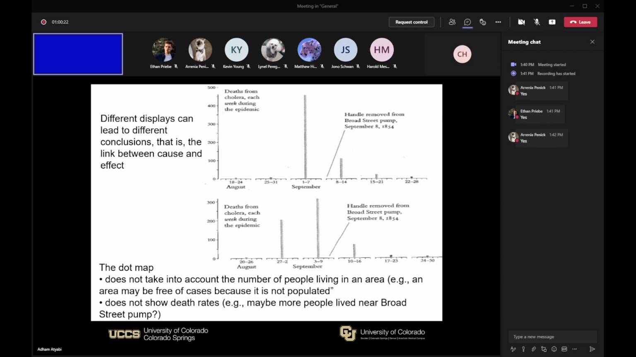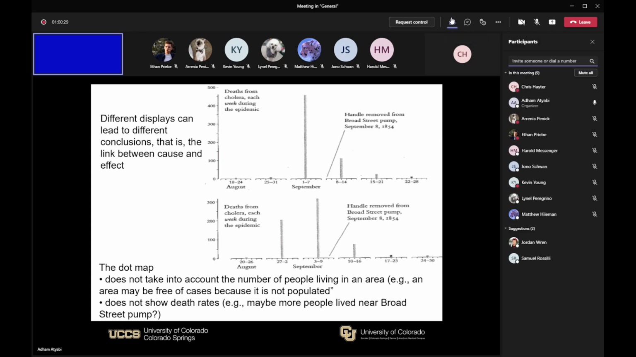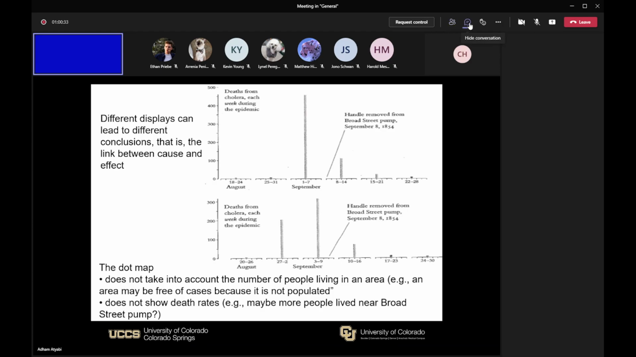So the big problem is that dot maps fail to take into account the number of people living in an area and at risk to get a disease. So an area of the map may be free of cases merely because it's not populated. Snow's map does not fully answer the question of compared with what.